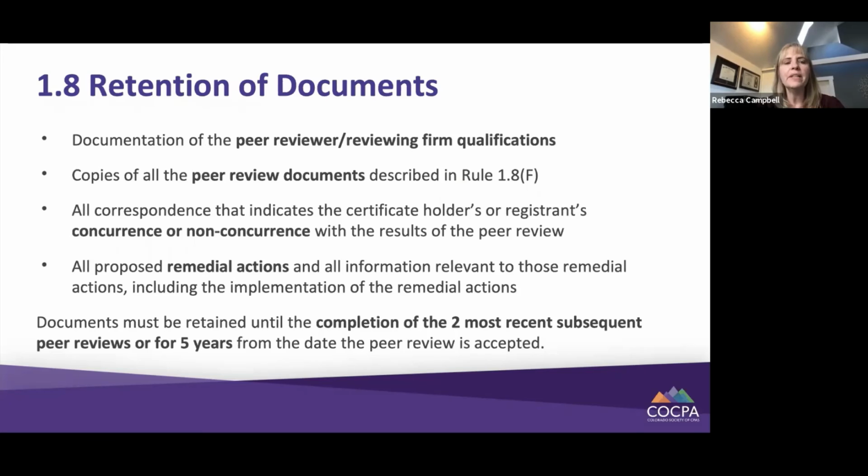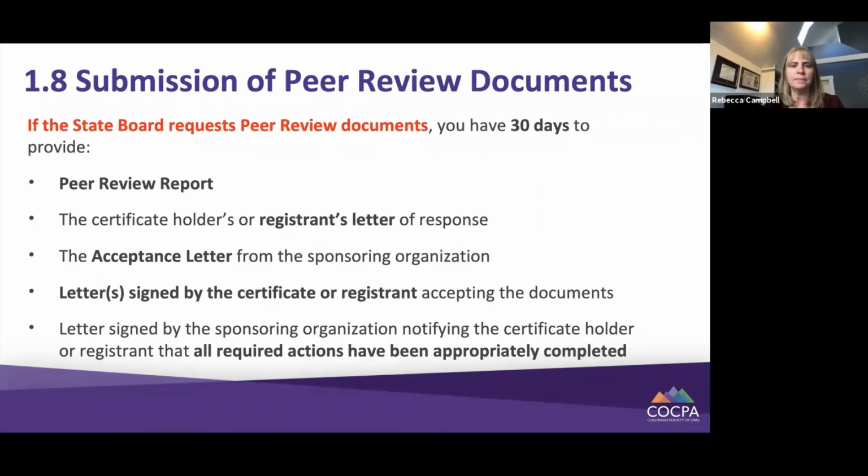Retention of documents. I want to bring this to your attention. Do not send your peer review documents to the State Board of Accountancy. You have to keep your peer review documents. Rule 1.8 talks about what you have to keep. You keep your documents, and then if the State Board of Accountancy audits you, you must provide those documents to the State Board. Documents must be retained until the completion of the 2 most recent subsequent peer reviews or for 5 years. So keep your peer review documents, don't send them.